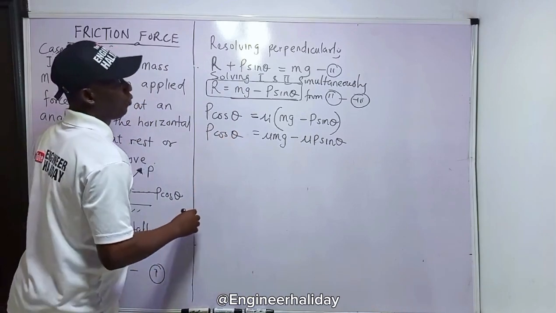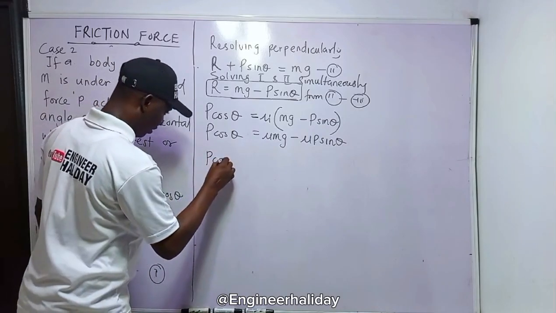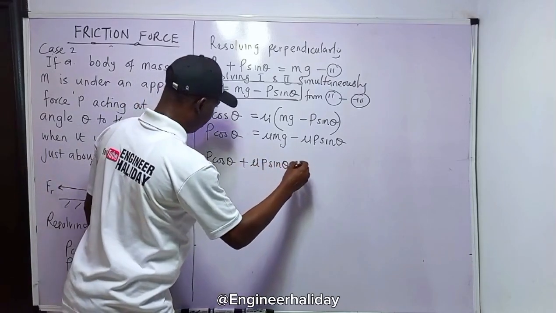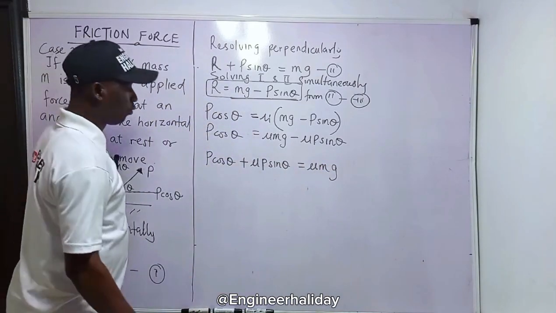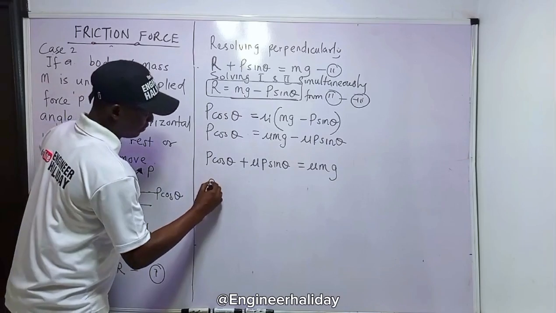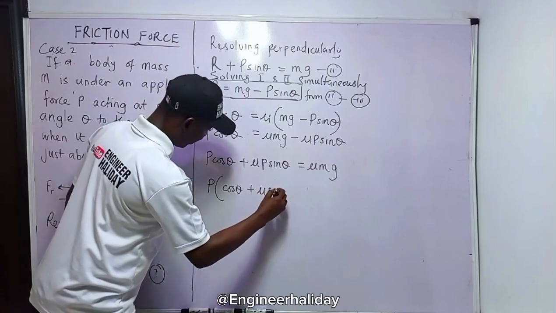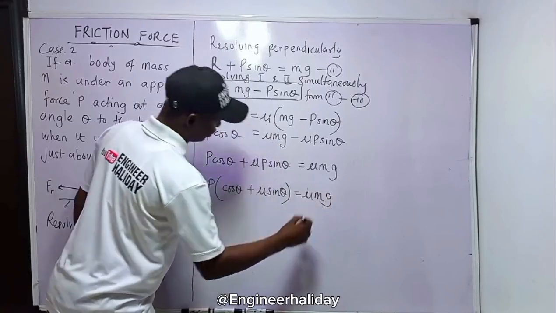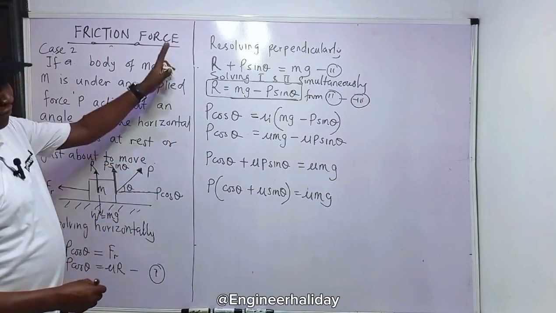Now in this case, we are going to have P cos theta plus mu P sine theta equal to mu mg. What is common on both sides is P. In that case, we will have cos theta plus mu sine theta equal to mu mg. Therefore, P, if you are asked to find anything, we have done everything.